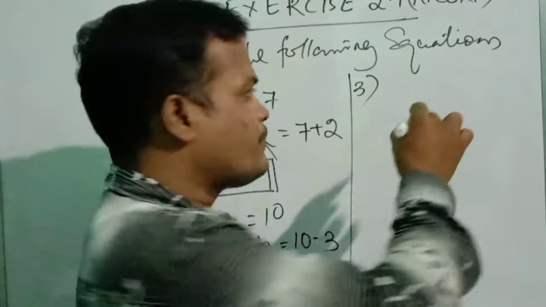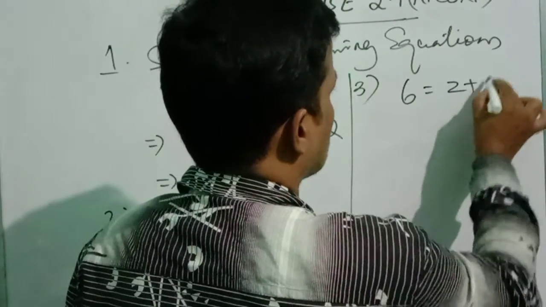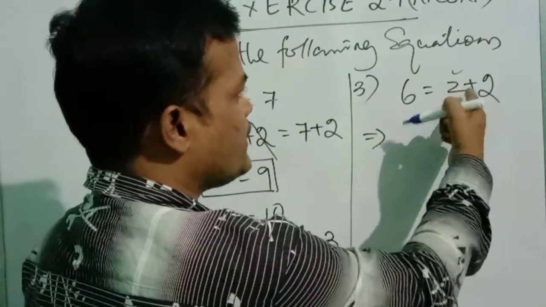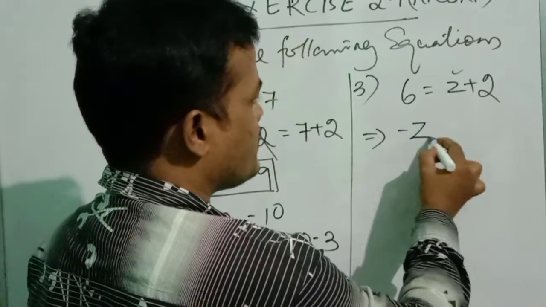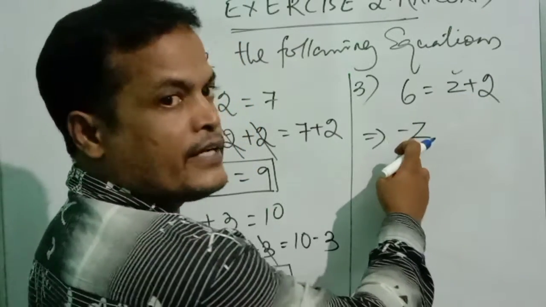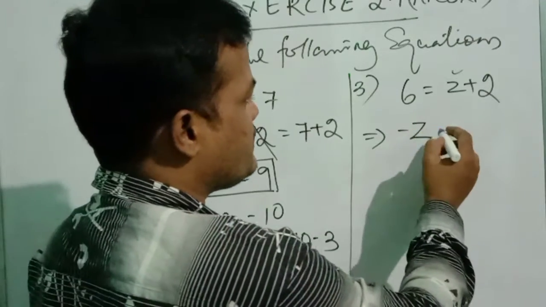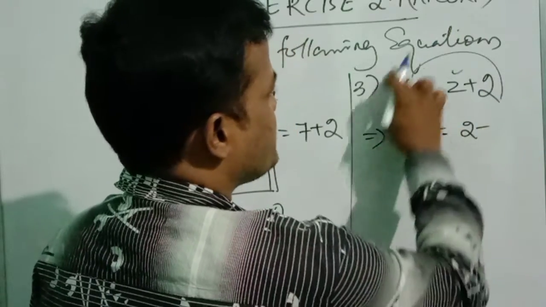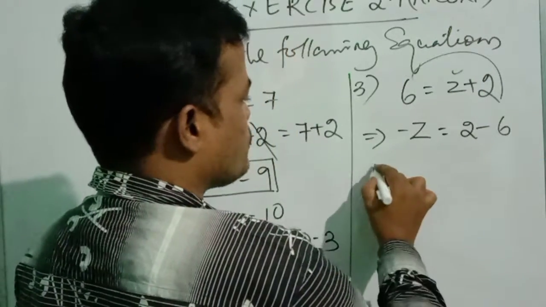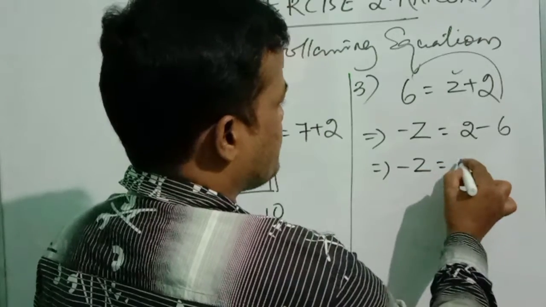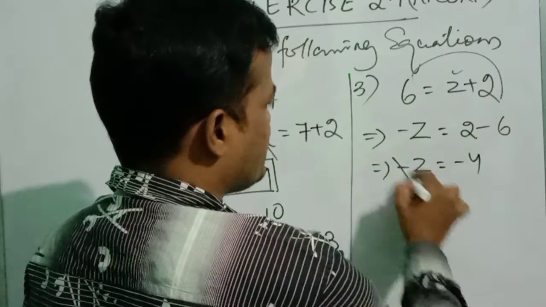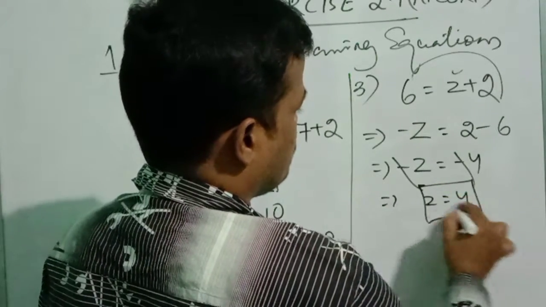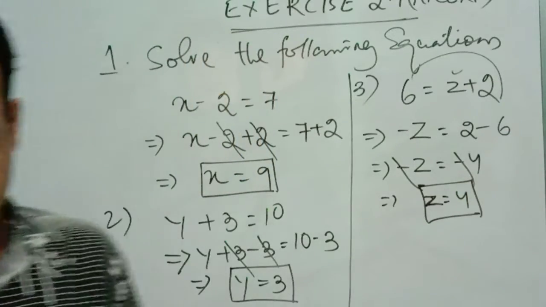Number 3, 6 is equal to z plus 2. So we know that this is an unknown quantity, this is a variable, it should come to the left side. So let us bring it to the left side. Plus z coming to the left hand side becomes minus z. So plus 2 is remaining and 6 is going to the right. Plus 6 on the right side will be minus 6. So what is coming? Minus z equal to minus 4. So minus cancels, that means z equal to 4.